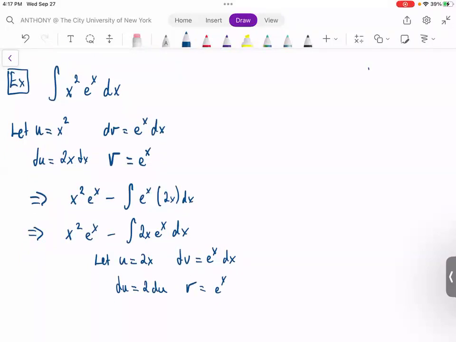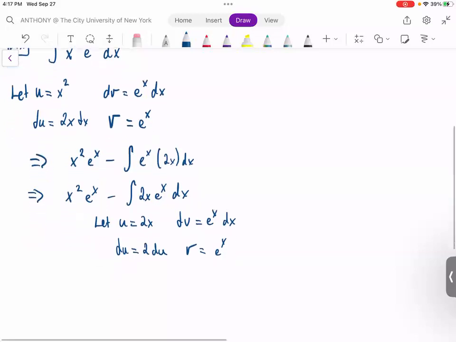Just remember a couple of things. When you apply integration by parts multiple times, everything that came beforehand, you've got to keep bringing it down. So I have to keep bringing down this x squared e to the x, and of course that minus sign. So it's x squared e to the x minus, I put a big bracket here. The big bracket is going to indicate that I am doing this part, 2x e to the x, by parts, the integral by parts, integration by parts.